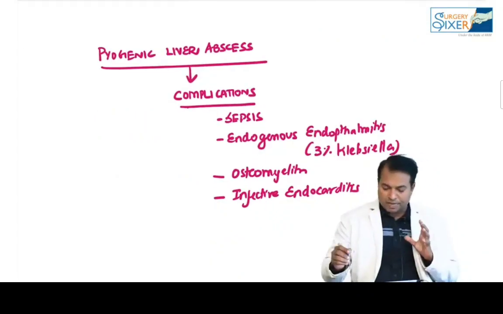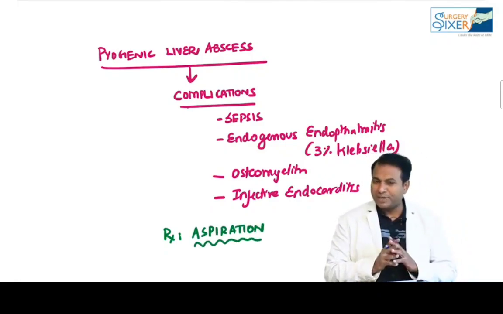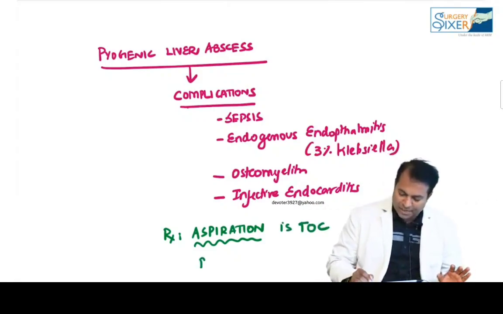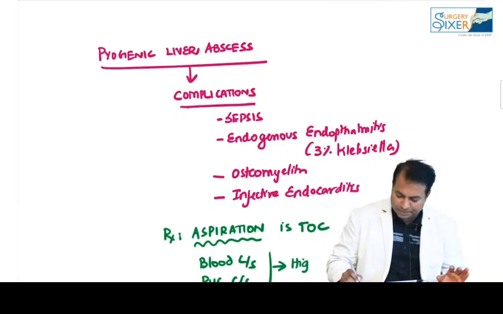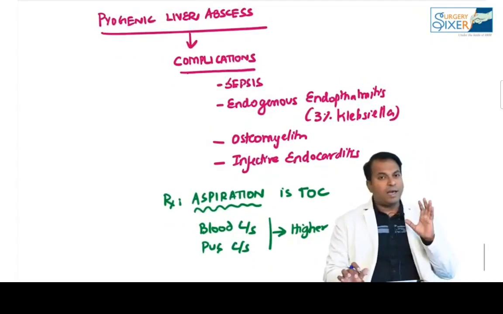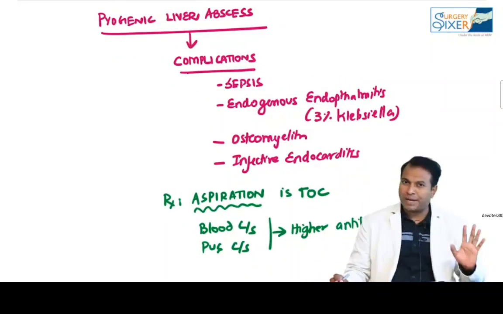So therefore, for pyogenic liver abscess, the treatment is immediate aspiration. Aspiration is a must in case of pyogenic liver abscess. Only for multiple micro abscess we don't aspirate. Otherwise, for most of the abscess we do aspiration. Aspiration is the treatment of choice, and based on blood culture sensitivity and pus culture sensitivity, we will treat them with higher antibiotics. So please remember, aspiration is the treatment of choice for macro abscess. Only for micro abscess we treat by medical management alone. If it is a macro abscess, we have to aspirate the abscess.